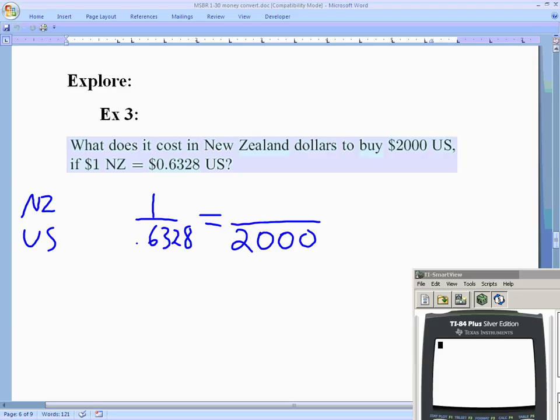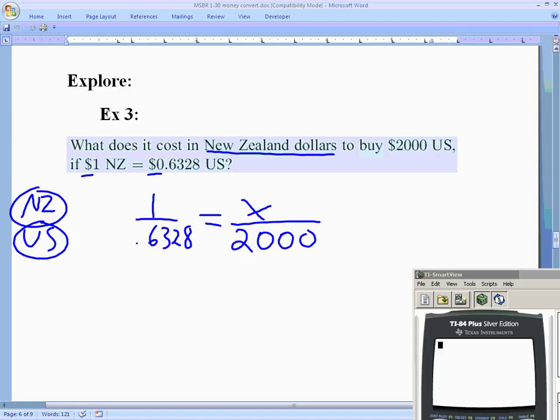This one's confusing because they're both dollars, right? We have New Zealand dollars and US dollars, and so it helps to, again, distinguish which one we're putting in the top and the bottom. You can solve the problem flip-flopping them. Again, you have to be consistent, though. So since US was all in our bottom, that means New Zealand's in the top. And again, it's asking us, what does it cost in New Zealand dollars? That's what we're trying to find.